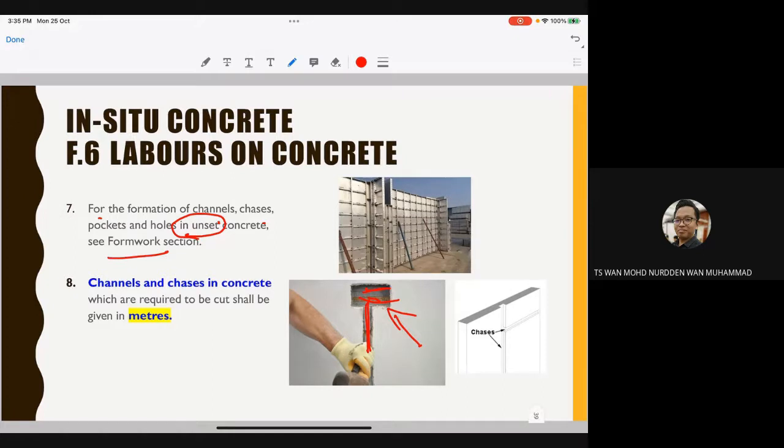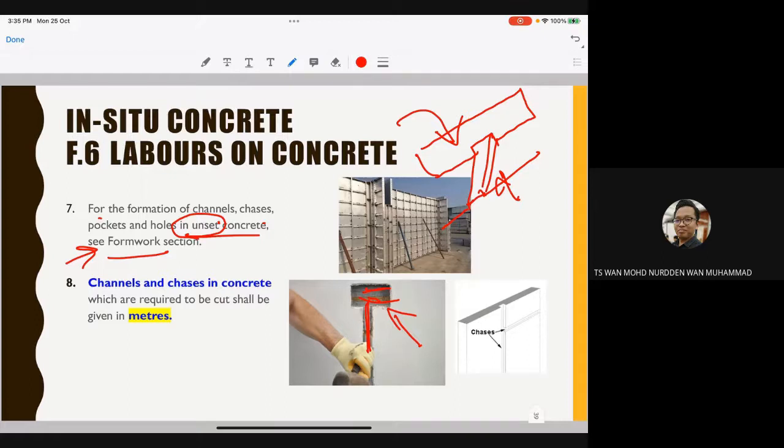Kan? So kita katakanlah kita buat formwork, kita buat wall lah katakanlah. So formwork kita buat macam tu. Kenapa kita buat macam tu? So that nanti kita ada this kind of channel. Kan? So maksudnya this one kita buat formwork dulu, bentuk macam ni, lepas tu kita pour konkrit dalam formwork tu. Tu maksudnya unset concrete. Concrete tu masih belum keras lah. So kita kena merujuk kepada formwork section. Akan ada section dalam explanation dalam formwork.